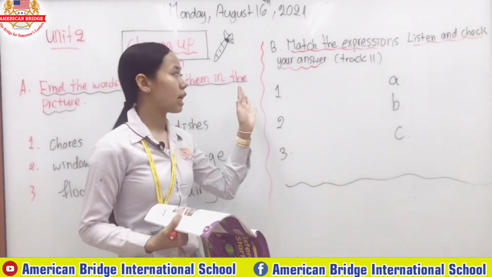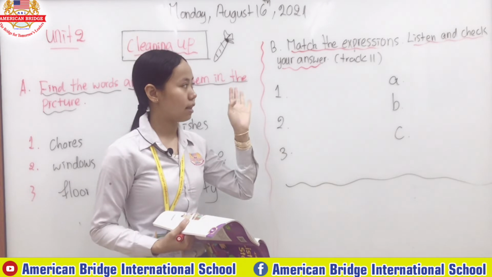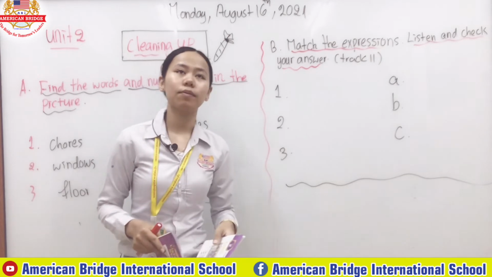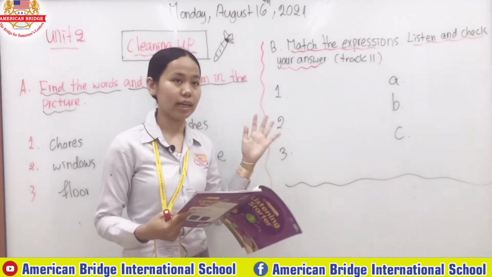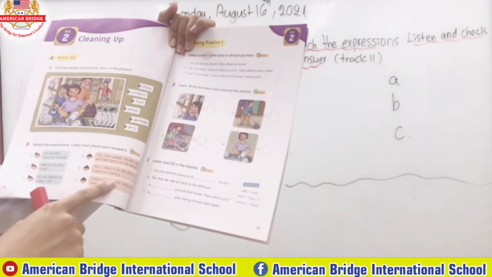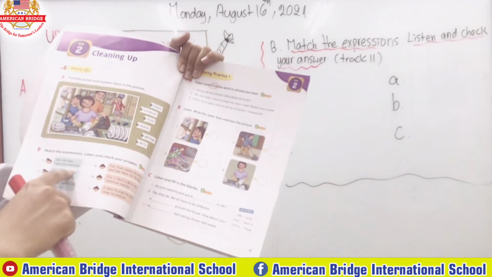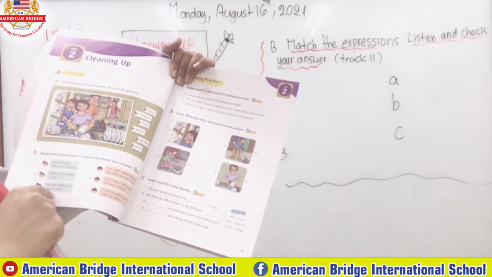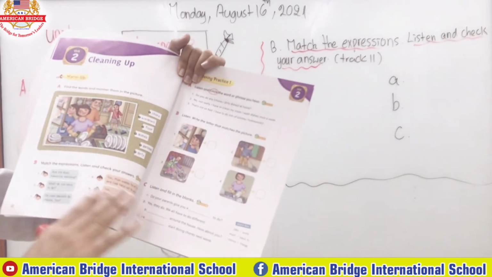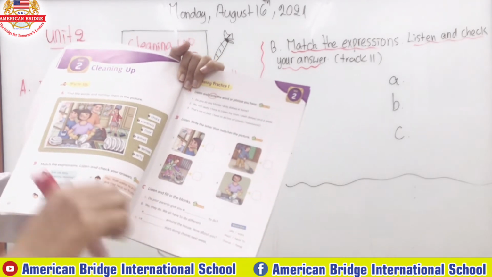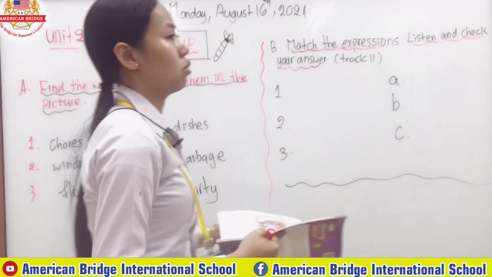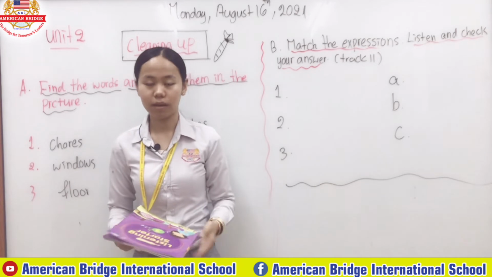Now we move to section B, which is match the expressions, then listen and check your answer. You can refer to track 11. I would like you to listen to track 11 and try to match the expressions to your answer. They start with: 1, are you busy tomorrow morning? Number 2, what do you have to do? And 3, do your parents do chores too? There are 3 answers over here, so you need to match the expressions. First I would like you to work on this part, and then we will check the answer.